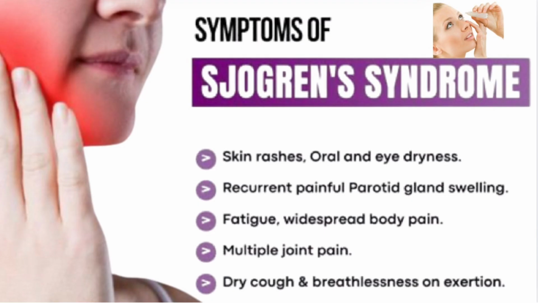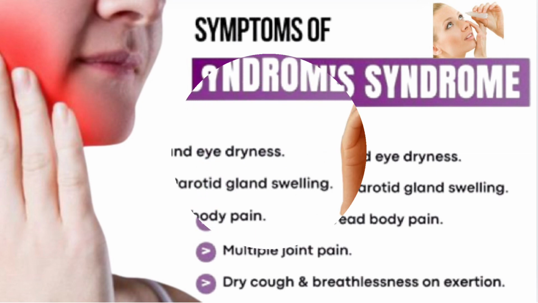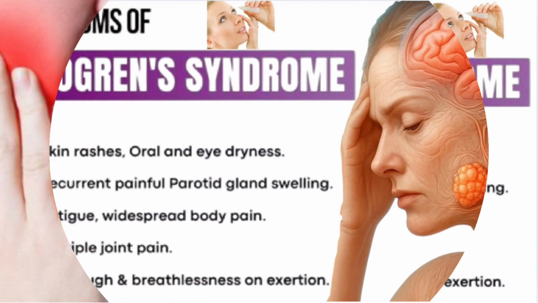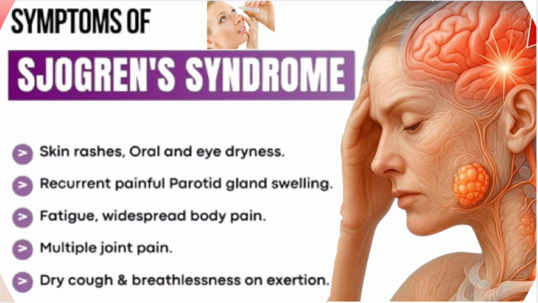Investigations, step by step. First, we confirm the dryness objectively. The Schirmer's test measures tear production using a small strip of paper under the eyelid. Less than 5 millimeters of wetting in 5 minutes suggests reduced tear secretion. Ocular staining with fluorescein helps detect corneal epithelial damage.